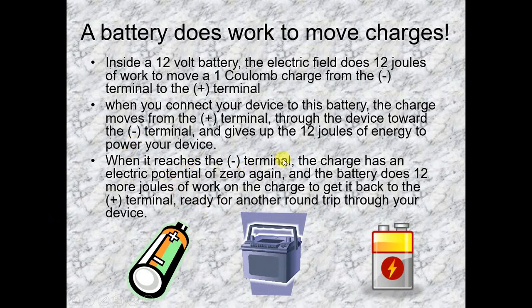When it reaches the negative terminal, the charge has an electric potential of 0 again. The battery does 12 more joules of work on the charge to get it back to the plus terminal, ready for another round trip through your device. So this is our electric potential.